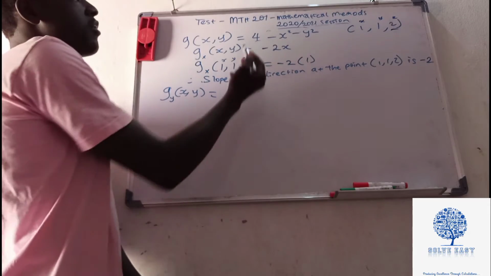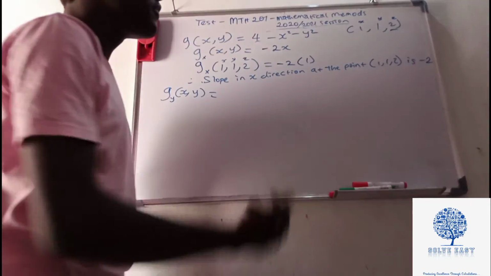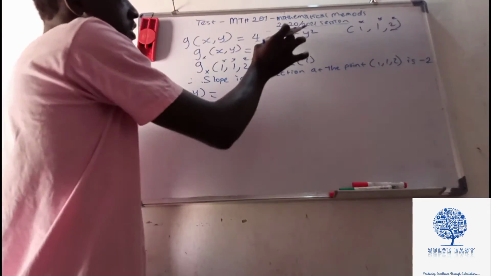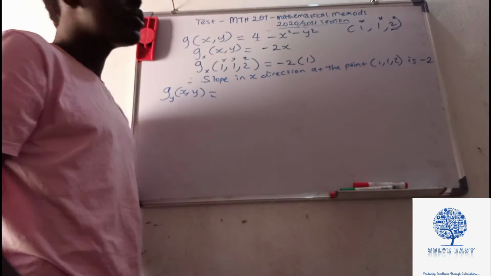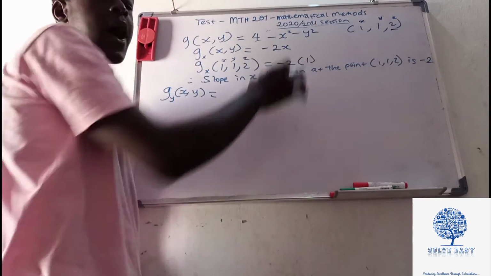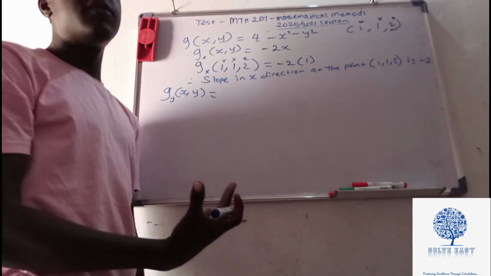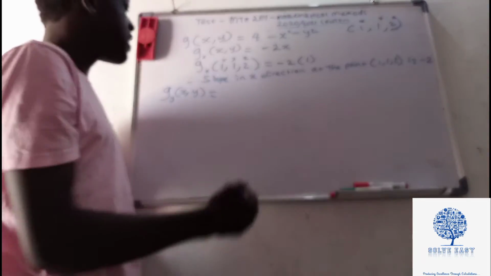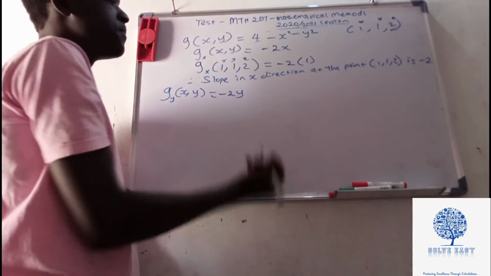Now finding our slope in the y direction, we need to differentiate that function with respect to y. Looking at this, 4 doesn't carry a variable y. Differentiating 4 gives us 0. Differentiating minus x squared gives us 0 because anything aside from y is a constant value. Differentiating minus y squared gives us minus 2y.